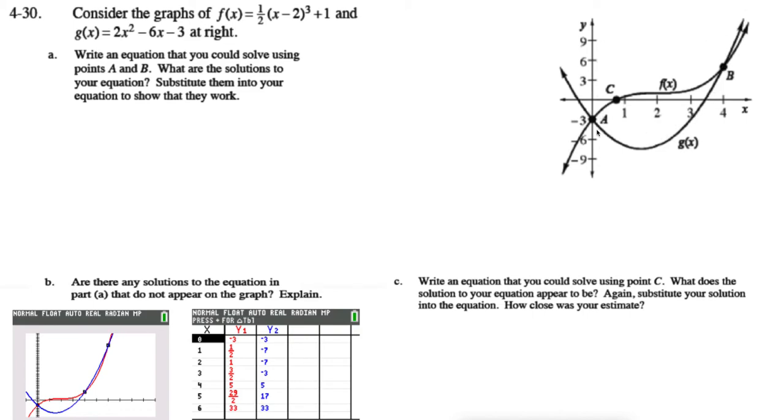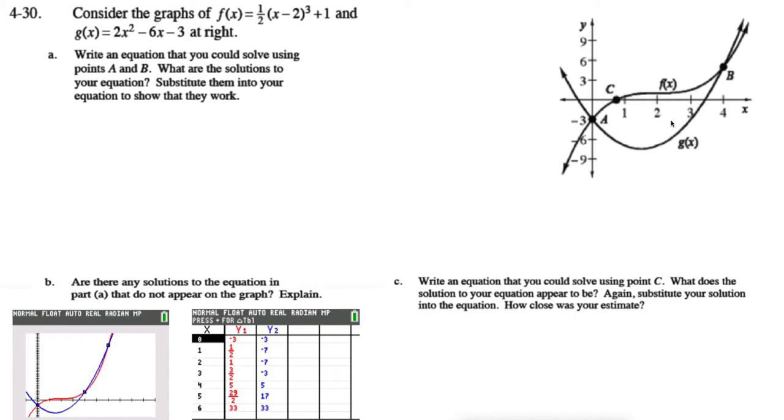Located on our graph, we also see we have point A, point B, and point C here. So letter A asks us, write an equation that you could solve using points A and B. What are the solutions to your equation? Substitute them into the equation to show that they work.